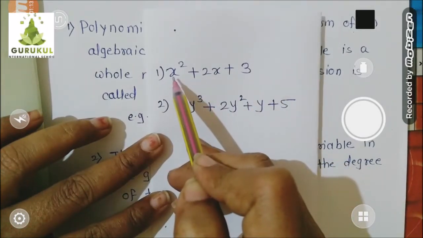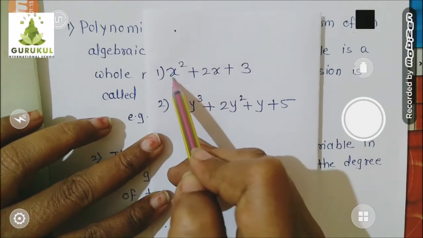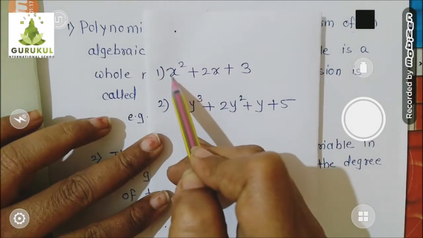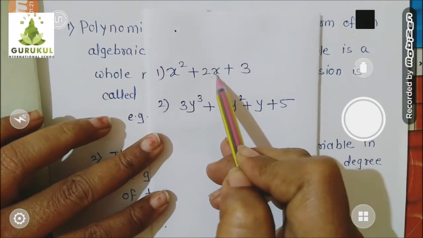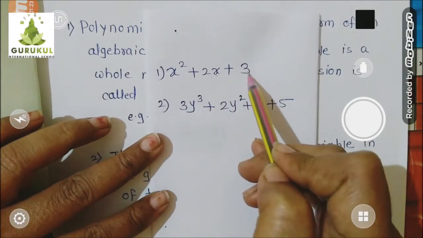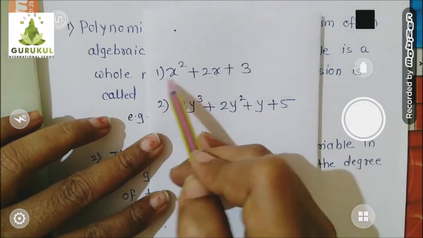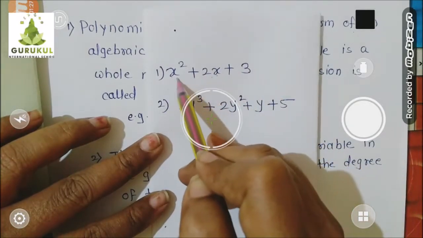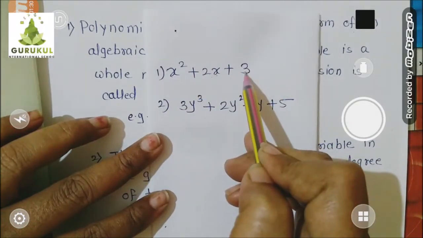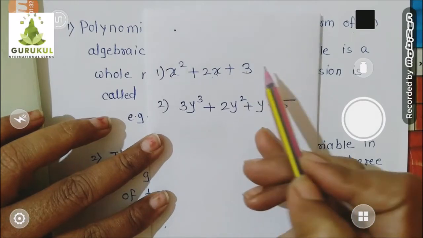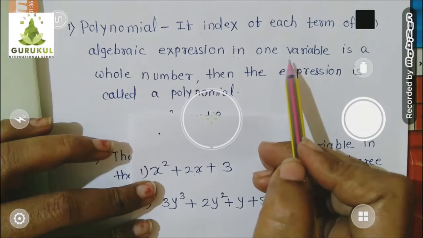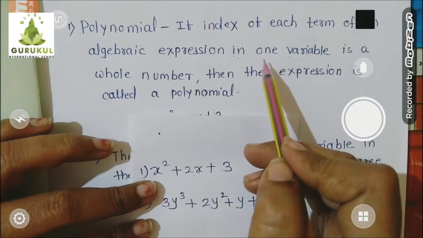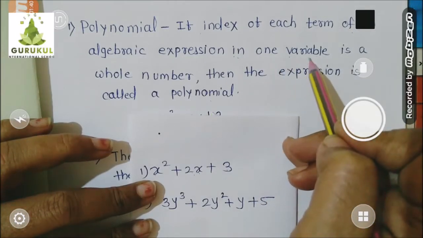And if you see clearly, in first term, which variable is used? X. Second term, which variable is used? X. And third term, no variable is there. It means throughout the expression, only one variable is used, which is nothing but X. So they are talking about in the definition of polynomial that it is the expression which contains only one variable.